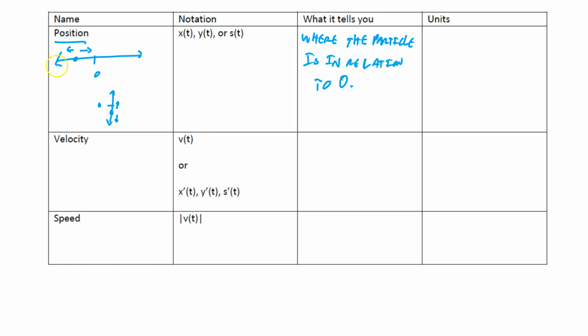So for example, if we're on the x-axis, if I tell you that x of t is equal to 5, that means that you're 5 units right of 0, right? So the particle will be right there. If it's negative 3, it tells you you're on the left. So negative is below 0, and positive is above 0. Okay, so it tells you if you're up or down or left or right. It just tells you where the particle is. That's the only thing it tells you.